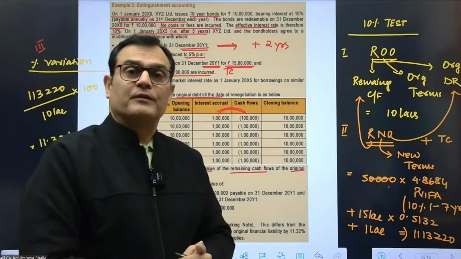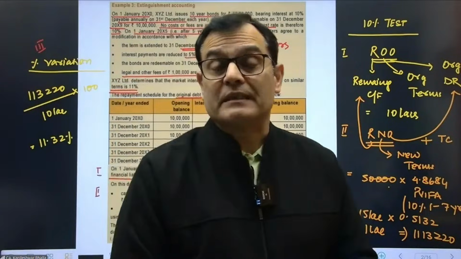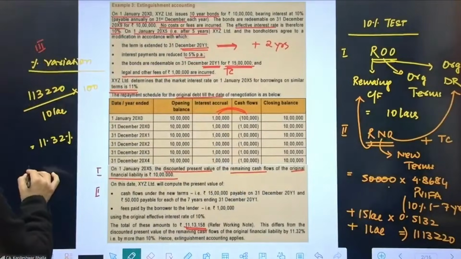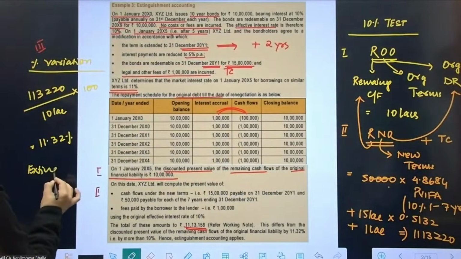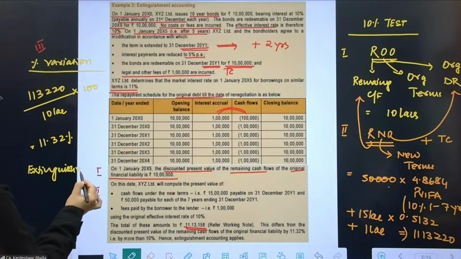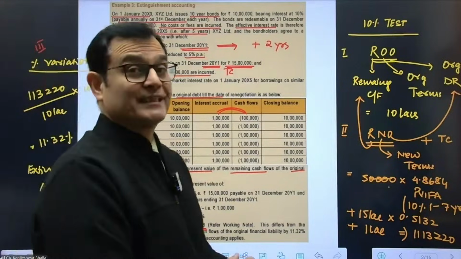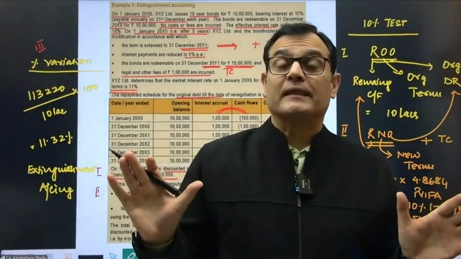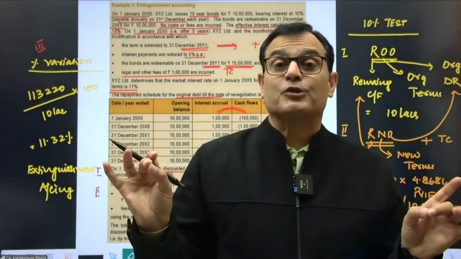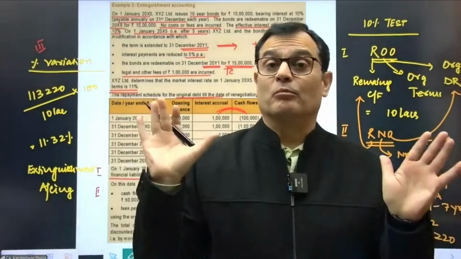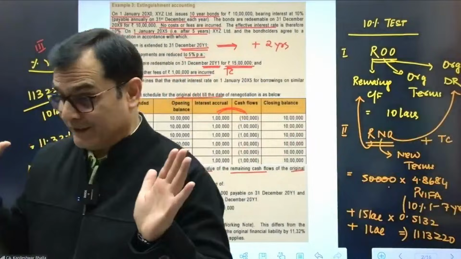So once you get the variation of 11.32%, it's more than 10%. And if it is more than 10%, then in this particular case, extinguishment accounting would apply, because the percentage is more than 10%. So this is the application of the 10% test. I hope, friends, you got this very clear, how the 10% test is applied in order to decide whether it is extinguishment or modification accounting. So far, so good, I guess.